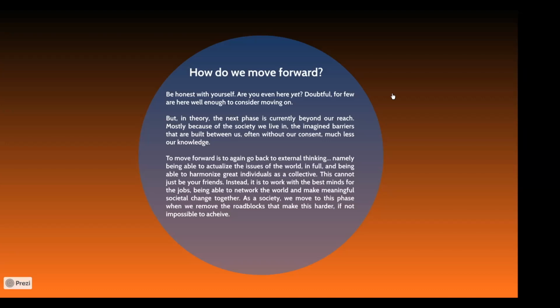There are barriers of entry for all people, and most of these things we don't even recognize because they're not as obvious as things such as cultural boundaries, education boundaries, stuff like that. To move forward again is to go back to thinking external, namely to be able to actualize issues of the world in full and harmonize great individuals as a collective. Basically, hold this yellow mindset, move beyond, but also find other people with that beyond mindset, bring them together and actually change things. Unfortunately, we're not able to do that yet.